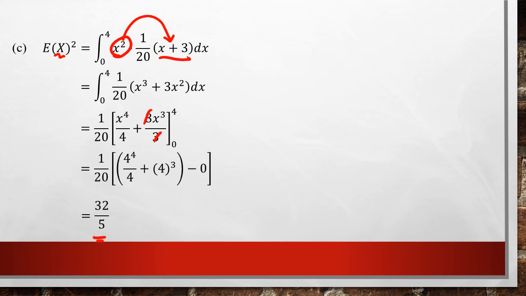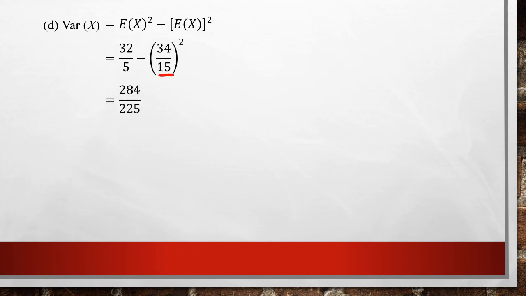Now we continue with question D. They ask you for the variance. Okay, what is the formula for variance? We know the formula for variance is the expected value of x squared minus the expected value squared. The expected value of x squared we found already in question C, which is equal to 32 over 5. And the expected value of x we know already from question A, which is equal to 34 over 15. So it will be 32 over 5 minus 34 over 15, all squared. We square the value of 34 over 15, the expected value here. Use your calculator directly, we get the answer 284 over 225.